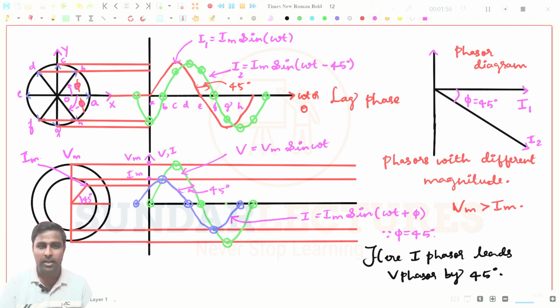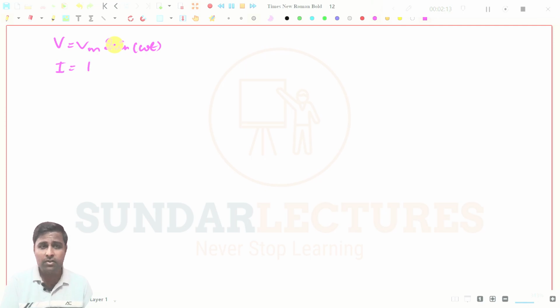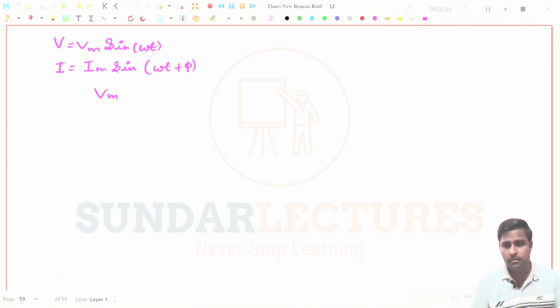See, for this one, V is equal to Vm sin omega t. So I will write the expression V is equal to Vm sin omega t. That is the reference phasor, right? Always we will write this as reference phasor. And I, what is the thing we have taken? That is nothing but Im sin of omega t plus pi, right? And here we know that Vm is greater than Im. That also you have to understand, right?